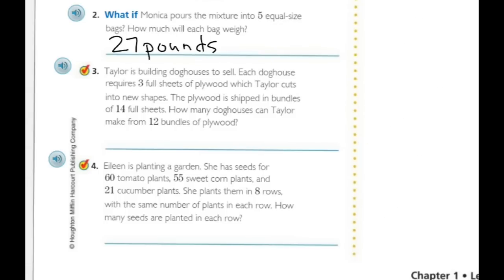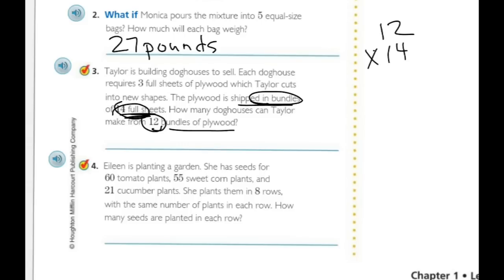Okay, so first of all, I need to find out how many full sheets she's going to have. It's shipped in bundles, and each bundle has 14 sheets. If I've got 12 bundles at 14 sheets, I can do a multiplication. I know 12 times 14.